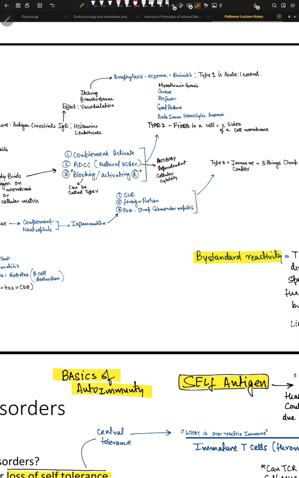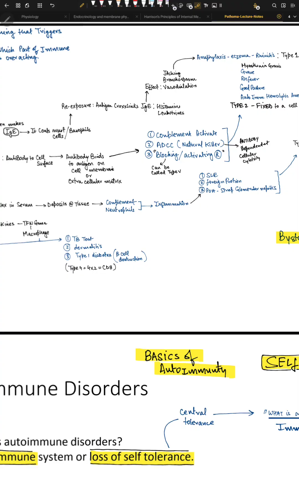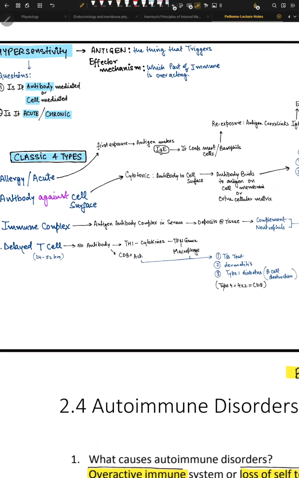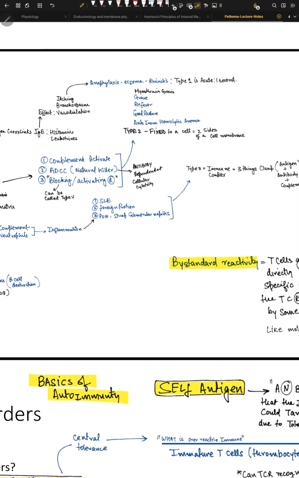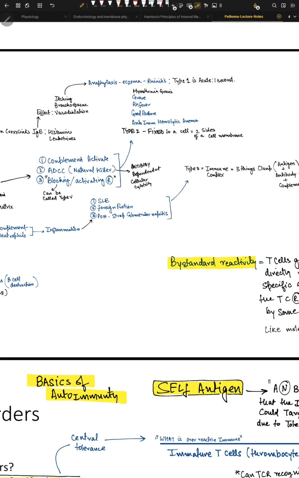Goodpasture is type 2 hypersensitivity again, right? Antibodies are made against your glomerular system. These are anti-glomerular basement membrane antibodies, or anti-GBM antibodies. They attack the kidney, the glomerular basement membrane that filters everything, and they attack the alveolar basement membrane. That's very important. Once these antibodies bind, the attack starts.